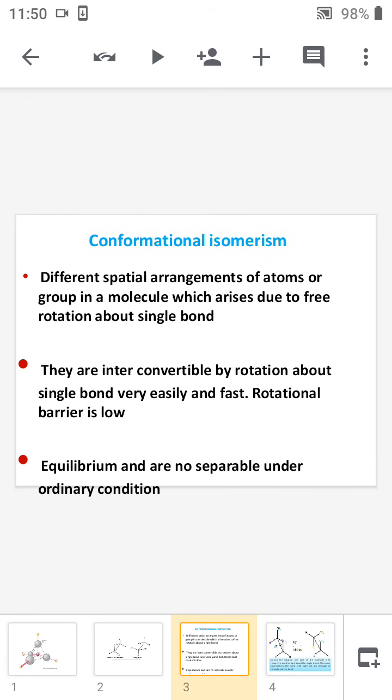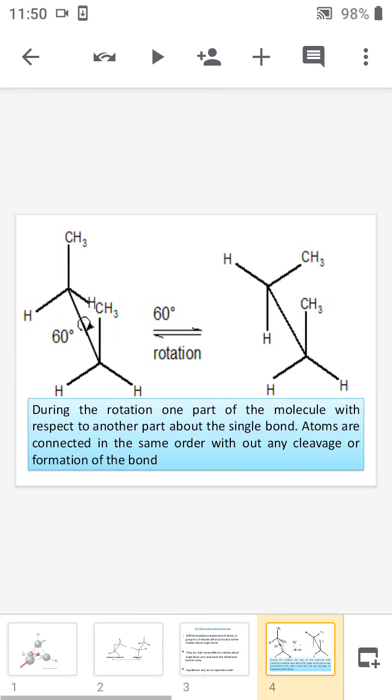Now we are moving to the next point. These conformers exist in an equilibrium and we cannot separate the conformers under ordinary room conditions. These are the structures. And now we are discussing one more important point. During this rotation only one part of the molecule is changing with respect to the other part about the C-C sigma bond, and the atoms are connected in the same order without any cleavage or formation of a bond.